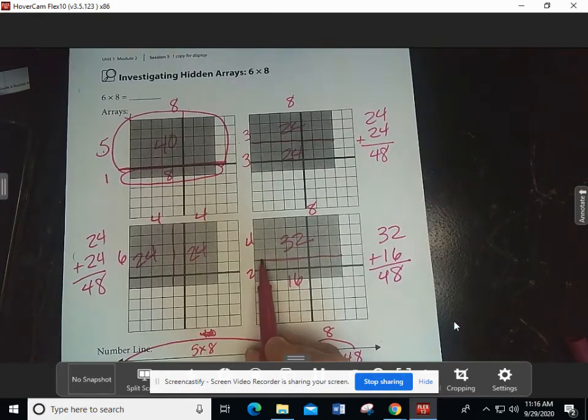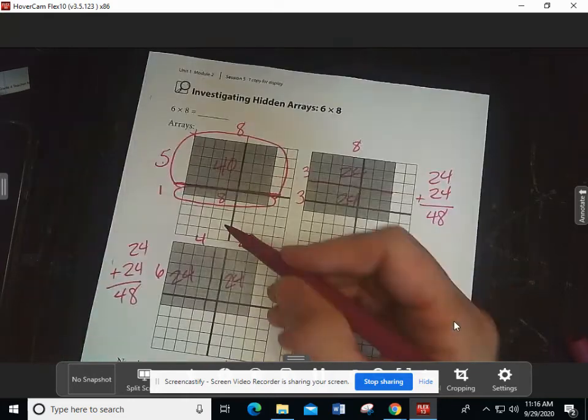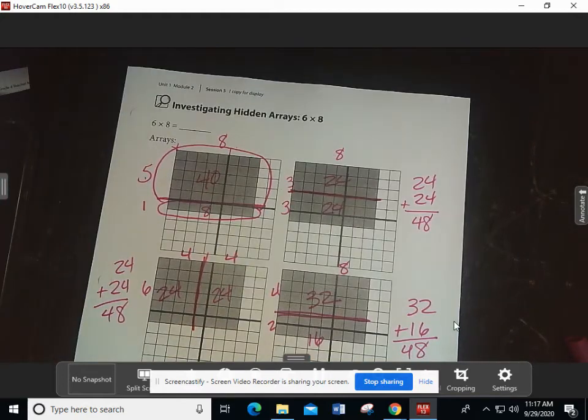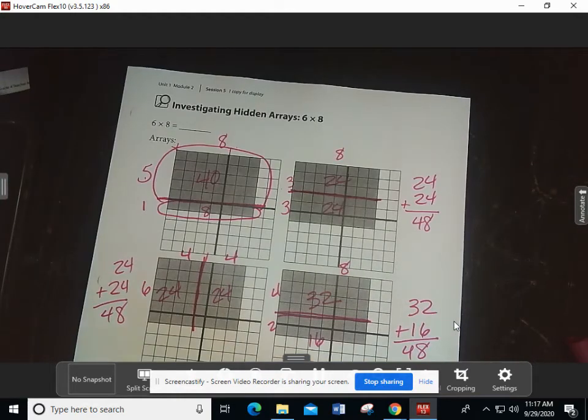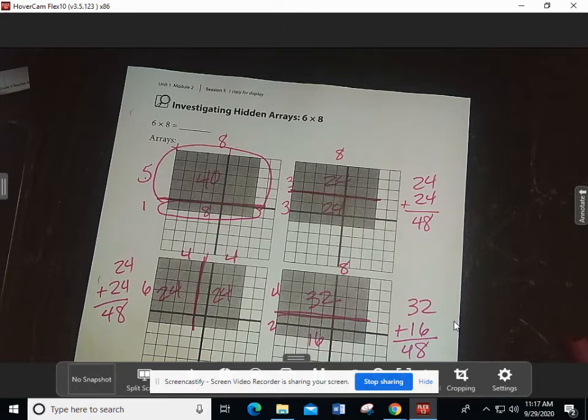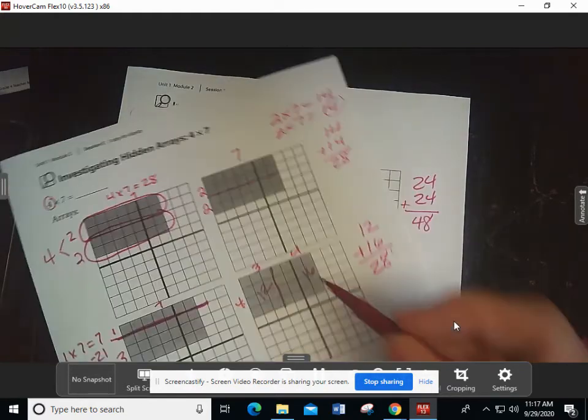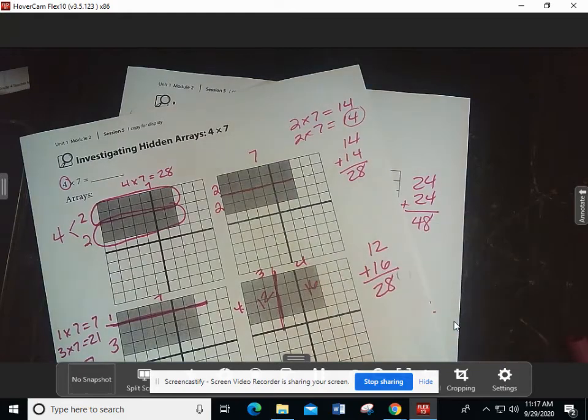So all of these arrays are being shown that we have arrays hiding on the inside. Remember, our arrays need to be rectangles or squares. A square is a special kind of rectangle. Same here. We have our lines drawn so that they are straight, making rectangles.